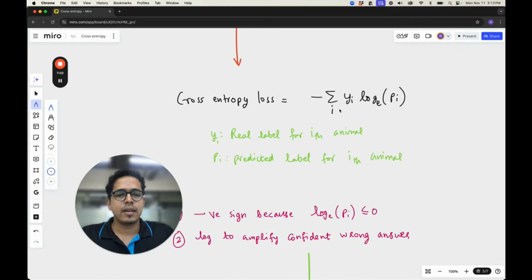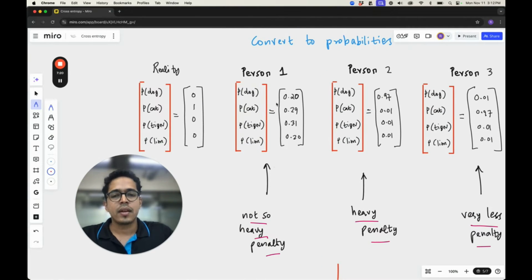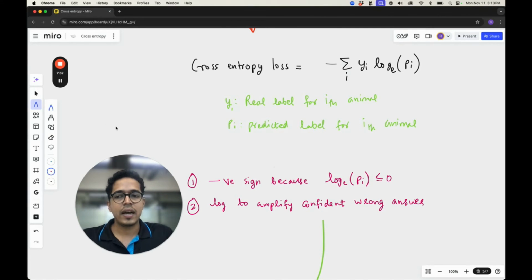So here the yi is nothing but the real label associated with that animal, and p is the predicted probability for that animal. And who is making the prediction? ML models are making the prediction. If we replace the ML model with, in this case, person 1, 2, or 3, so person 1 has said that pi where i equal to 0 is 0.2, pi where i equal to 1 is 0.29, pi where i equal to 2 is 0.31. What about yi? Yi, which is the real label, when i equal to 0 is 0. Yi when i equal to 1 is 1. Yi when i equal to 2 is 0. So this is how it looks mathematically. So y is the real label for the ith animal, and p is the predicted probability for the ith animal.